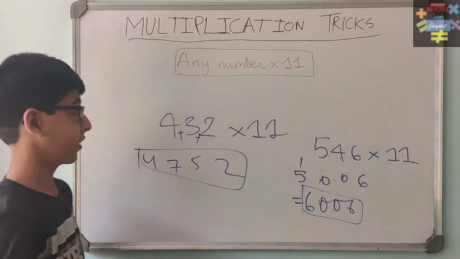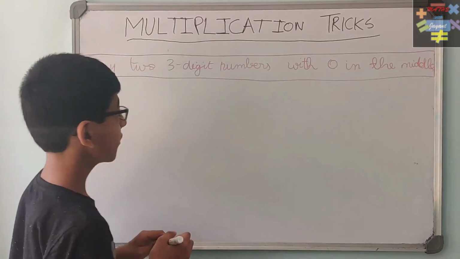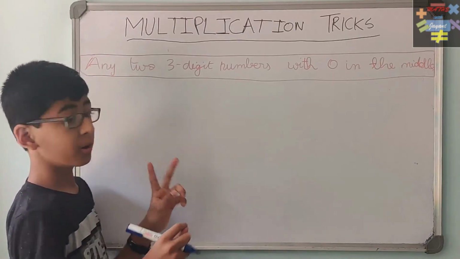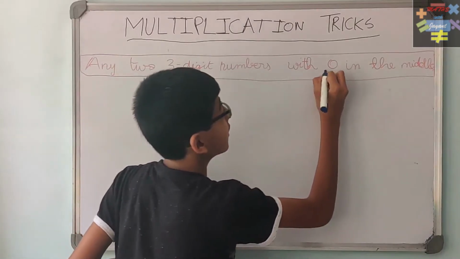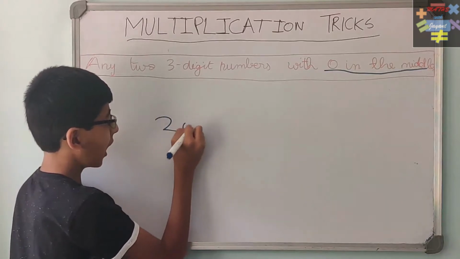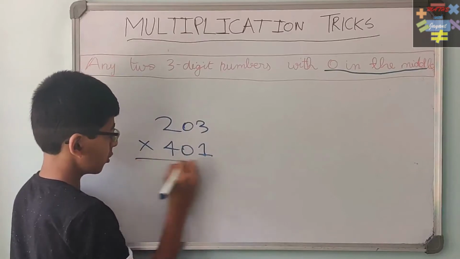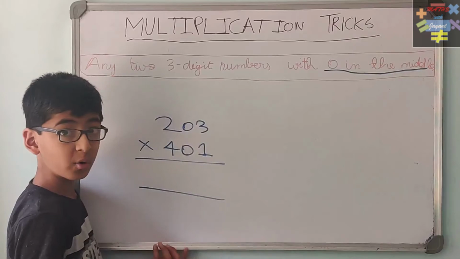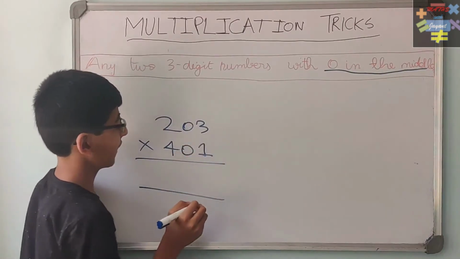So this is a trick to multiply any number with 11. Now let us solve the multiplication of any two 3-digit numbers that have 0 in the middle, like 203 into 401. But here we have taken two 3-digit numbers that have 0 in the middle. So let's see how to solve multiplication like this.